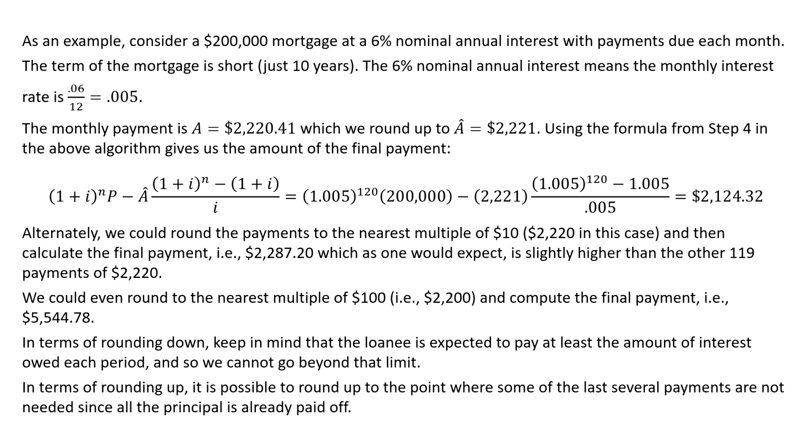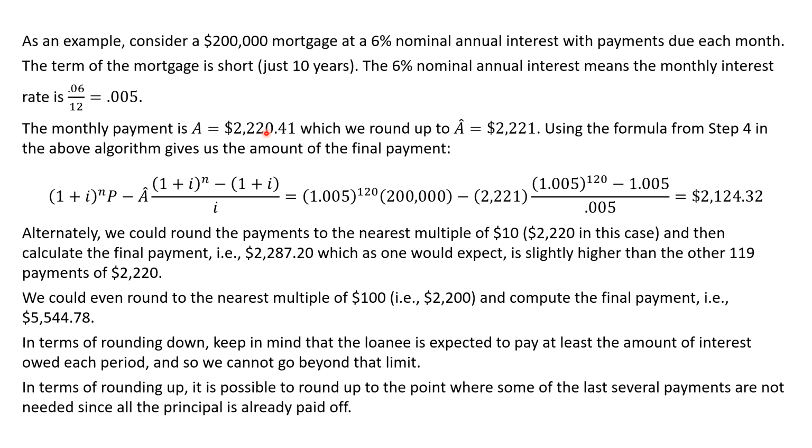As an example of rounding up or down, consider a $200,000 mortgage at 6% annual interest with payments due each month. Determine the mortgage is 10 years. So the first step was we convert the 6% to a monthly interest rate. So we take 0.06 divided by 12 and we get 0.005. Then we use our formula from a few slides back to compute the monthly payment without any rounding.